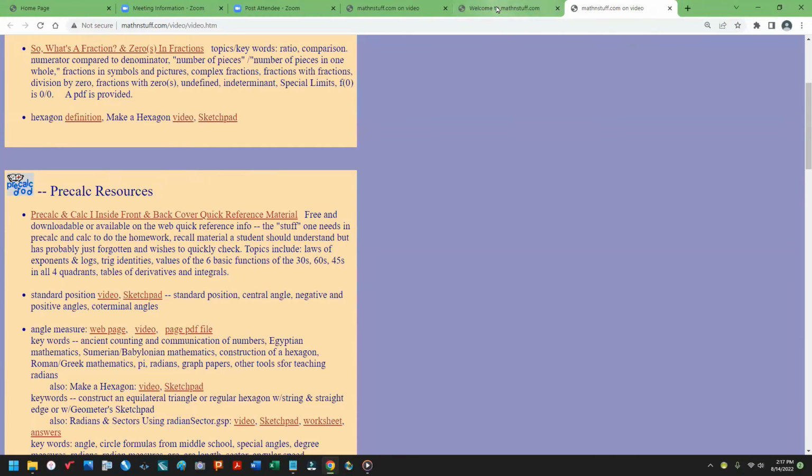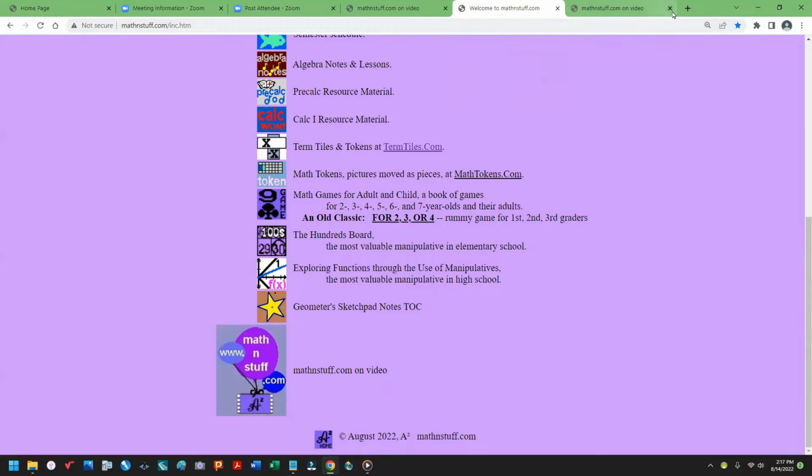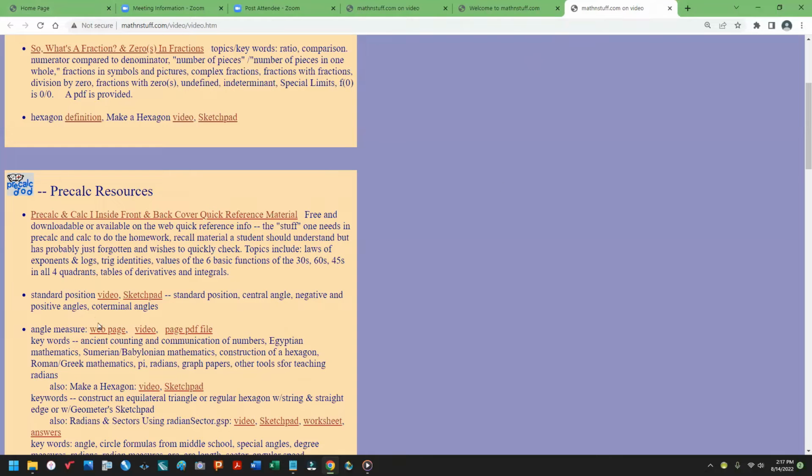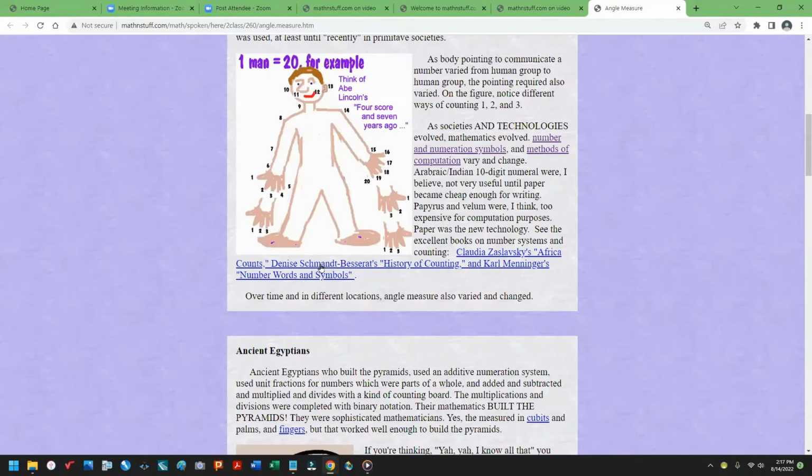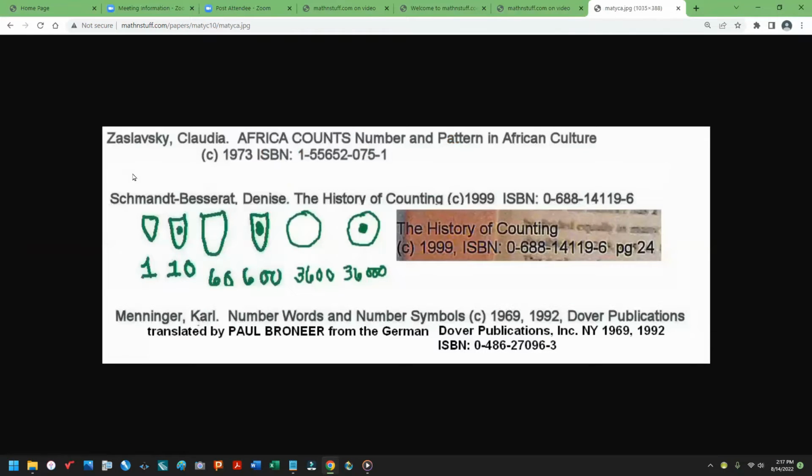Oh, no, lost again. Go back to here. Okay, another source I have for you, 3 textbooks, really good resource stuff. Menninger is just phenomenal on counting boards in the Middle Ages. These are on African counting.